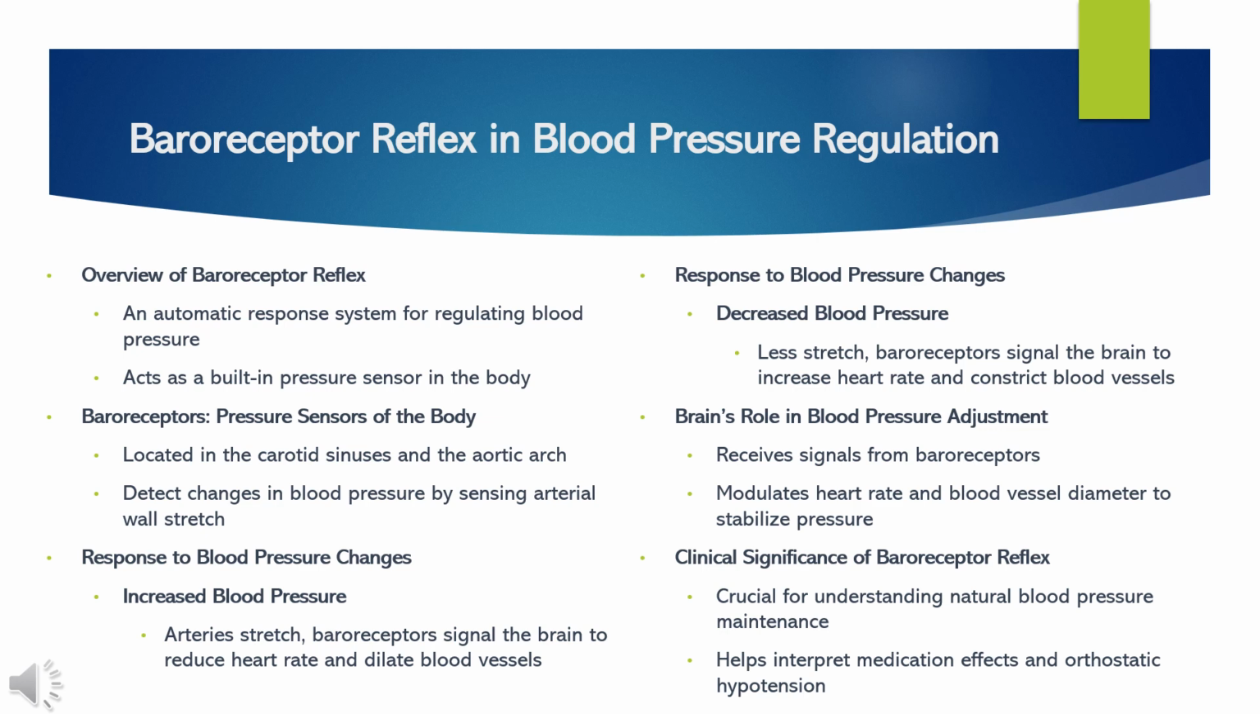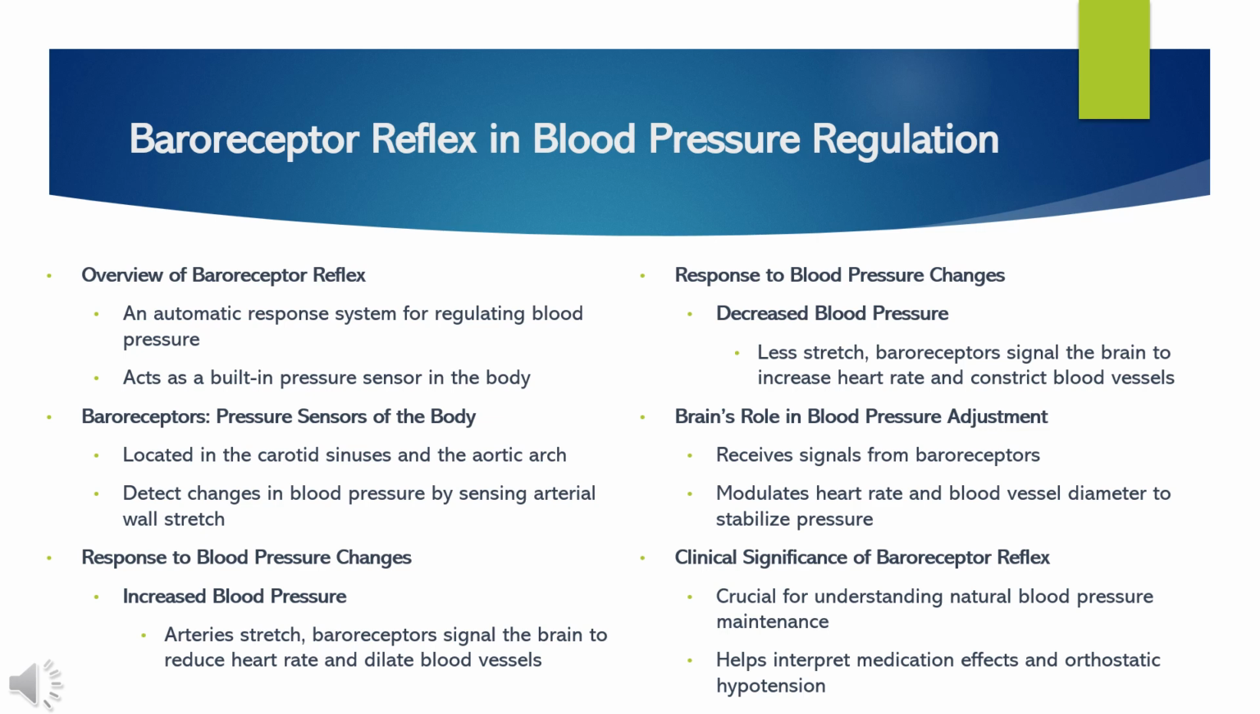When blood pressure rises, the arteries get stretched more. This stretching is sensed by the baroreceptors, which then send rapid signals to the brain, particularly the medulla oblongata. Conversely, when blood pressure drops, the decreased stretch on the artery walls triggers the baroreceptors to send different signals to the brain. Upon receiving signals from the baroreceptors, the brain orchestrates a response to stabilize blood pressure.